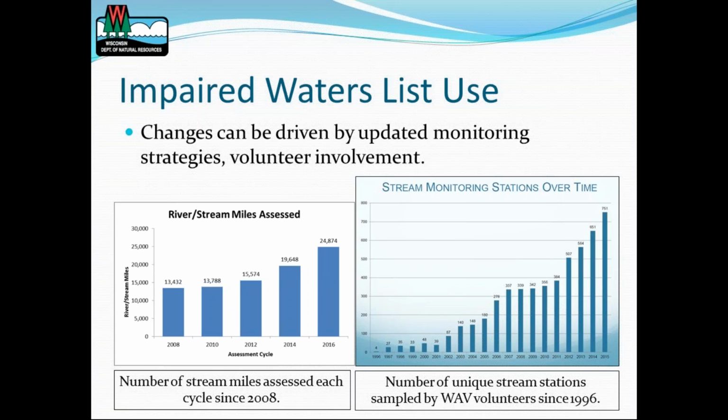And if you look at the figure on the right, it shows the number of unique stream stations sampled by WAVE volunteers since 1996. On the x-axis, we have year from 1996 through 2015, and on the y-axis are the number of stations. It has increased over time. So the more involvement we have from volunteers, because some projects involve volunteers in their strategies, we're able to get to a lot more streams, and that way we have a lot more data and I can assess a lot more.